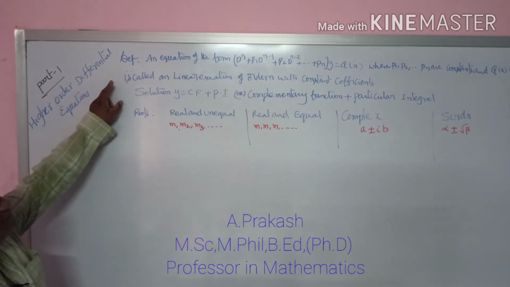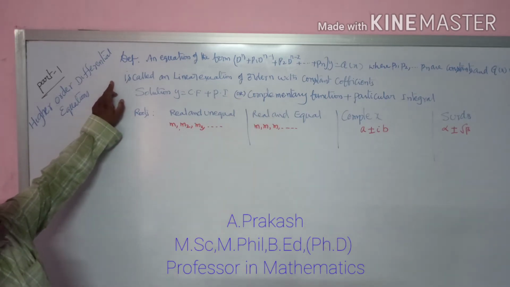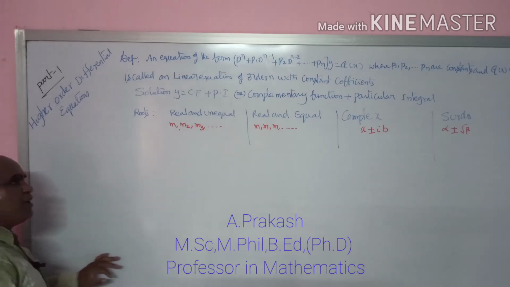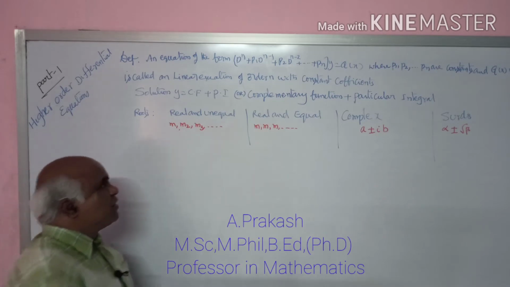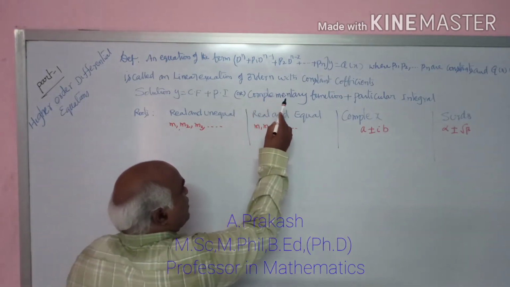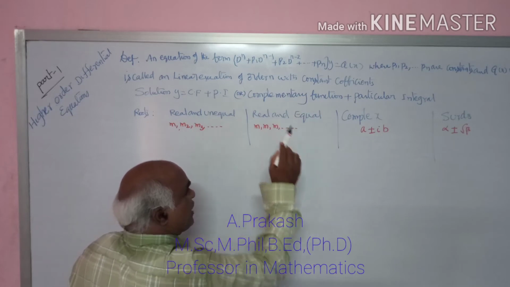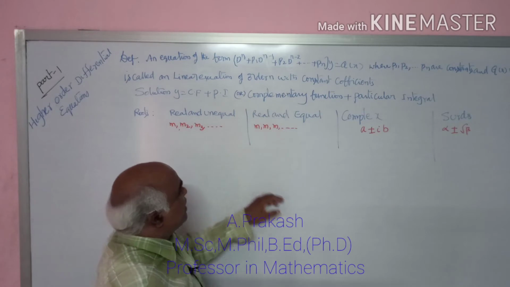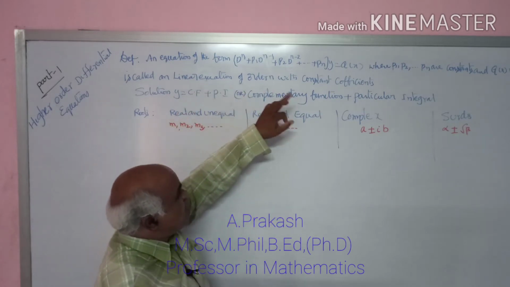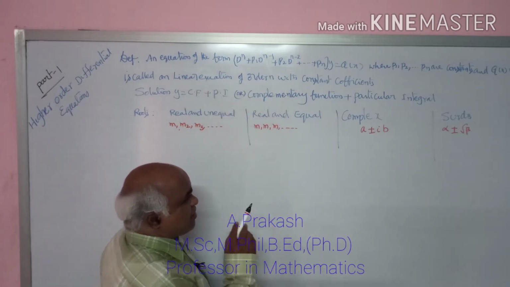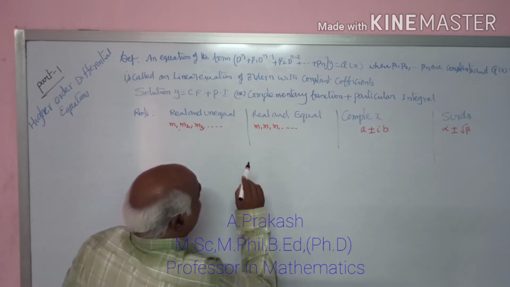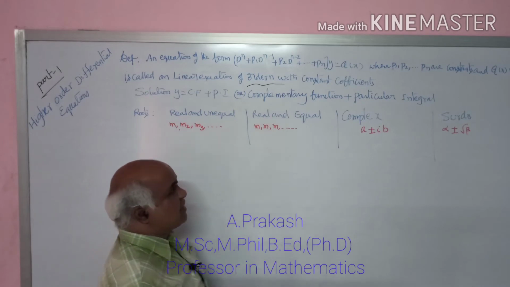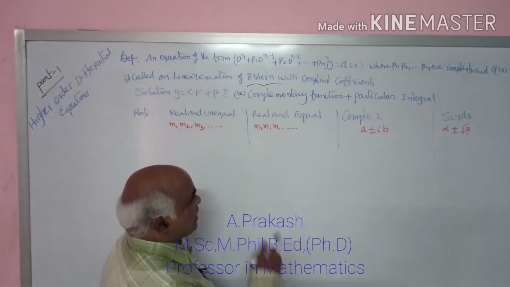Today we discussed higher order differential equations, part 1. Here you can see the definition: a higher order equation is an equation of the form D^n plus p1 D^(n-1) plus p2 D^(n-2) plus so on, plus pn, into y is equal to Q of x, where p1, p2, p3, up to pn are constants and Q of x is a function of x. Therefore it is called a linear equation of order n with constant coefficients.